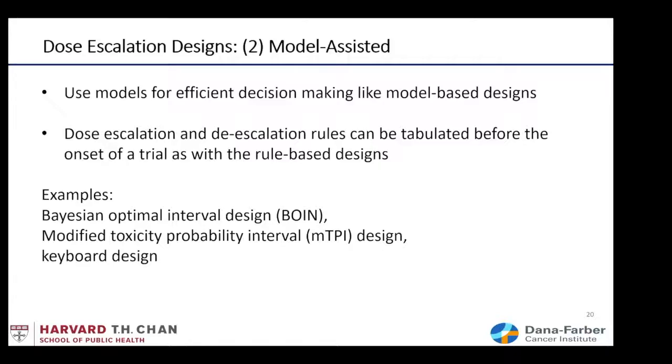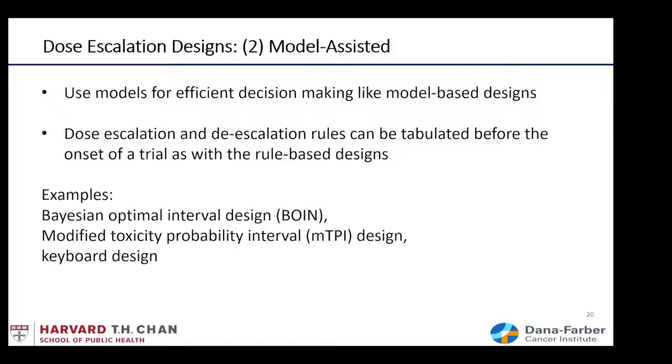It does not model that skeleton, and it uses the interval design idea, so this way they can make decisions like a model-based design, to gain efficiency. However, you will also be able to pre-specify the escalation and de-escalation rules. You can even tabulate them before the onset of the study, so when you do the trial, you can act accordingly. I'll show the table later.